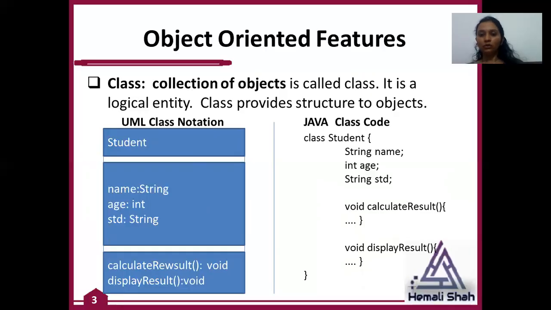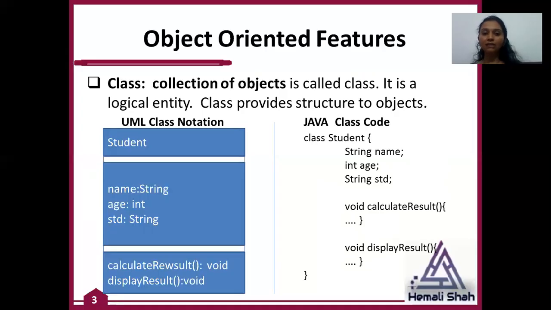So it is basically a logical entity. And basically the class provides the basic structure to all the objects. It provides the blueprint to all the objects. If you see the object structure, all the objects have the common structure.